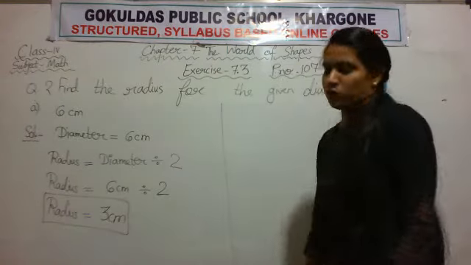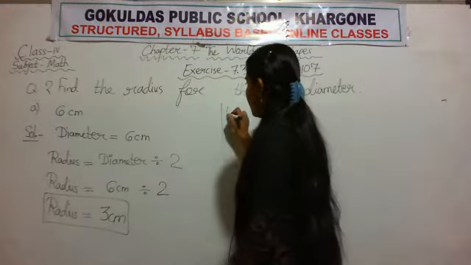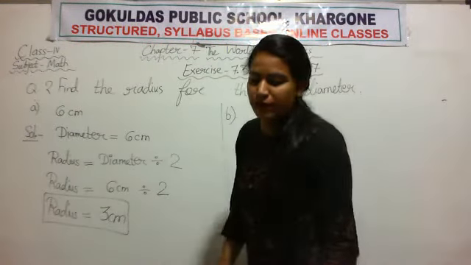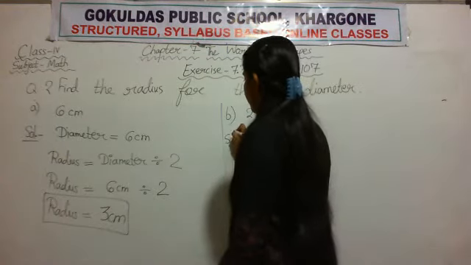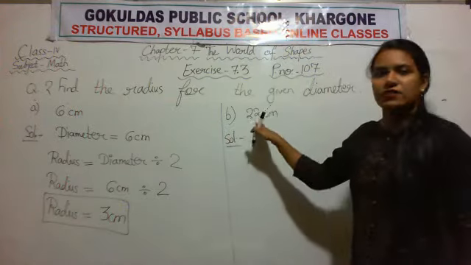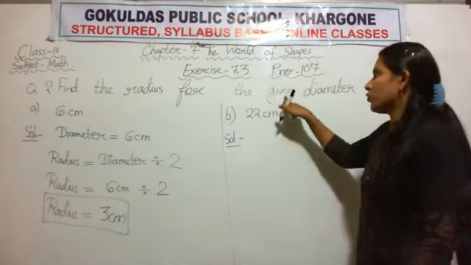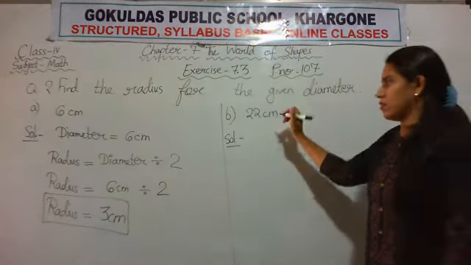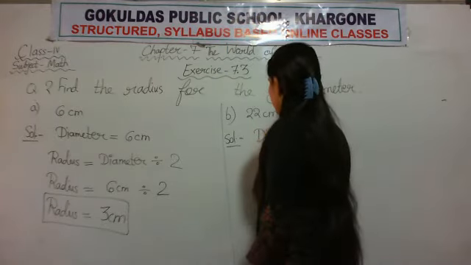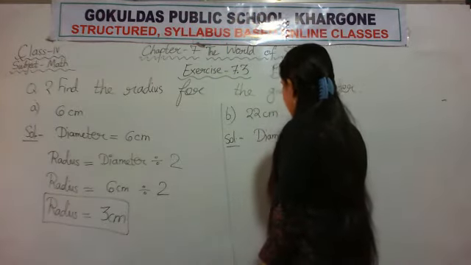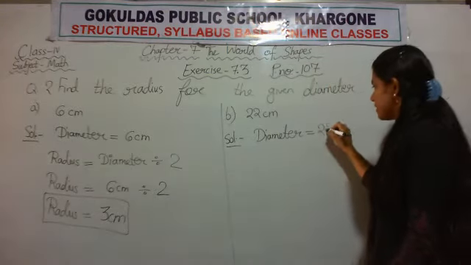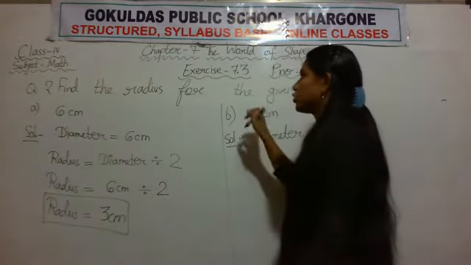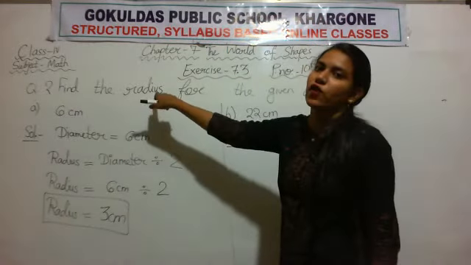Now let us do the next one, that is B. The given diameter is 22 centimeter. Let us solve it. What is given? Radius is given or diameter is given according to the question? Diameter is given. So diameter is equal to 22 centimeter. You are finding radius, so use the formula for radius.